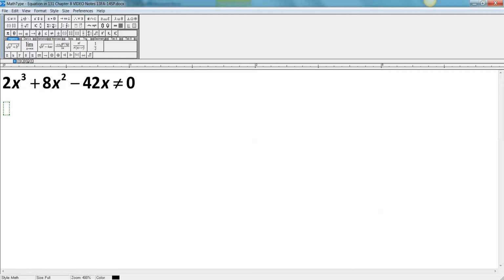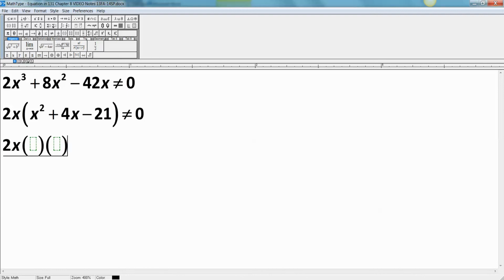All right, now we need to practice our factoring skills that we learned in chapter 6. So let's take a 2x out because that's our GCF. That'll leave us x squared plus 4x minus 21, and that cannot be 0. So 2x, and now we'll do a double parentheses: x plus 7 and x minus 3, right? Because that'll give us minus 21 for our lasts, but outers and inners will make 4.